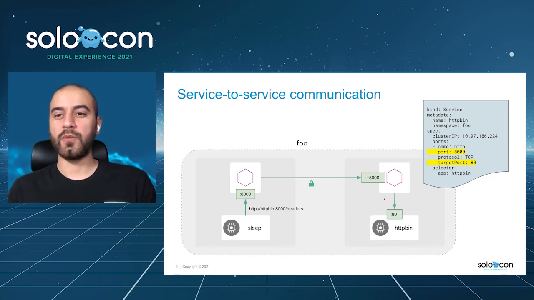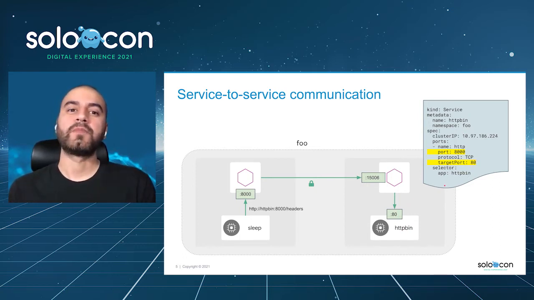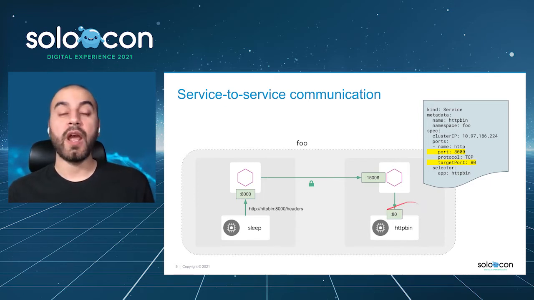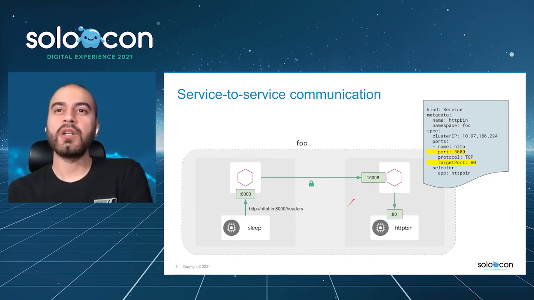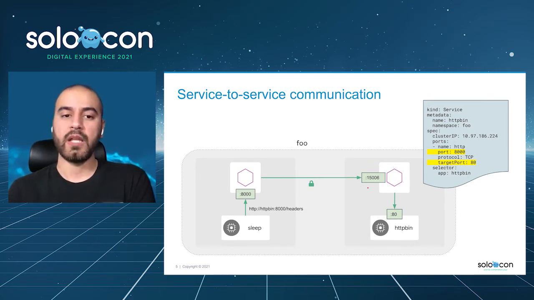Then the proxy is going to do whatever processing it needs to do. And then the request will ultimately make it to the httpbin app on port 80, because that's the target port. We don't have time to go through every single hop. So what we're going to do is zoom in on this inbound request to Envoy and take a look at how that actually works.